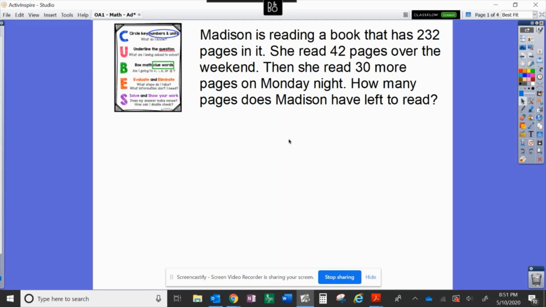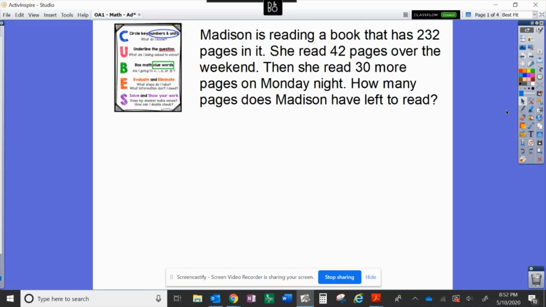Today we are going to be talking about adding and subtracting two-step word problems. As you hopefully remember, we used the strategy cubes. It's just an acronym to help us remember to circle the key words, underline the question, box the important math clue words, and of course, evaluate and decide what operation, whether we're going to add or subtract, and then solve and show your work. So let's start off with a little model here.